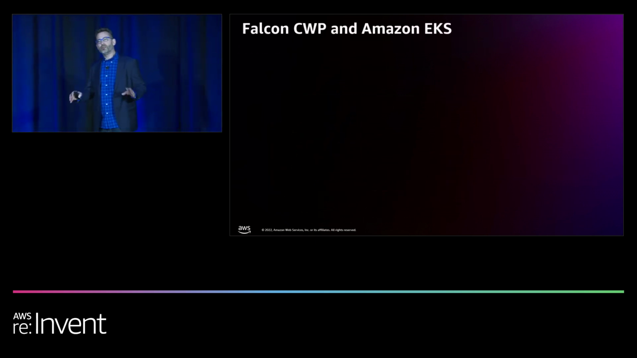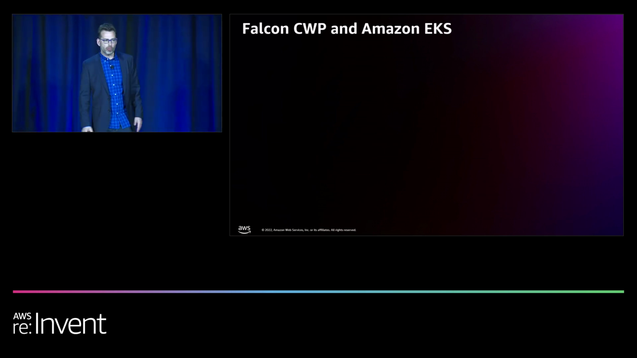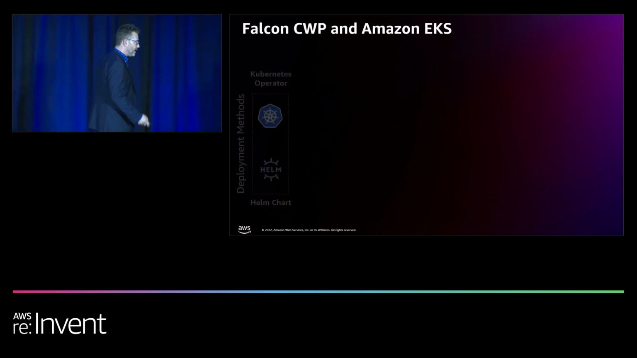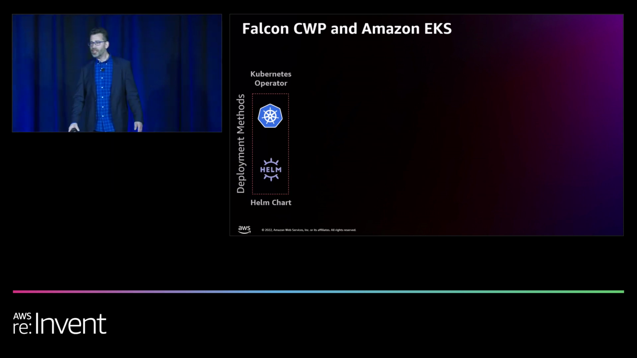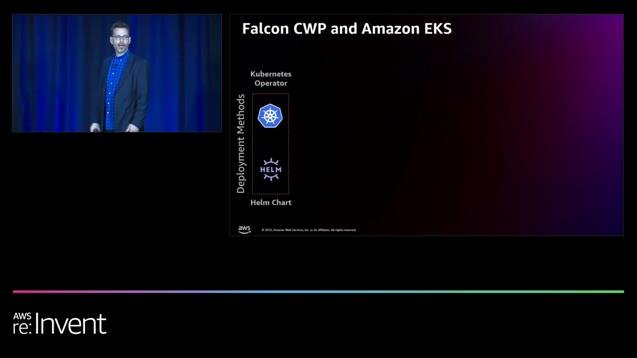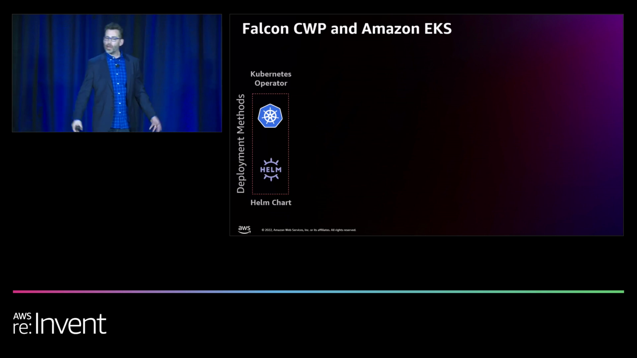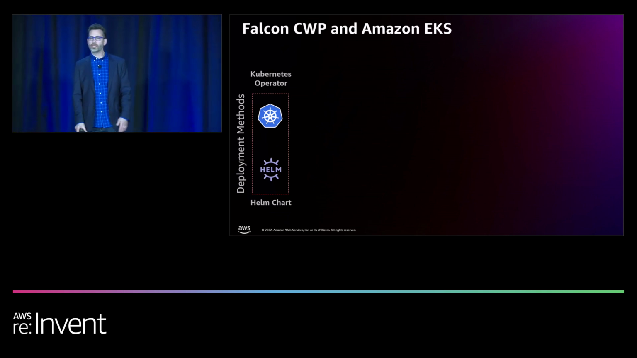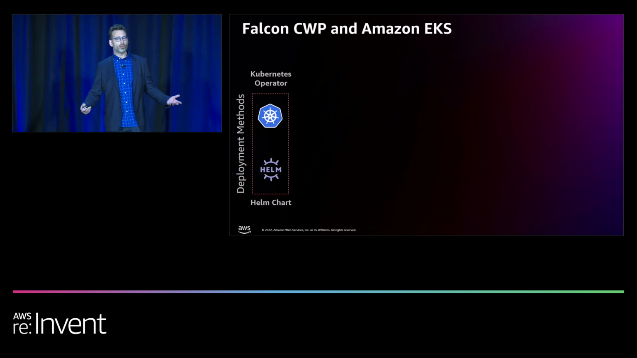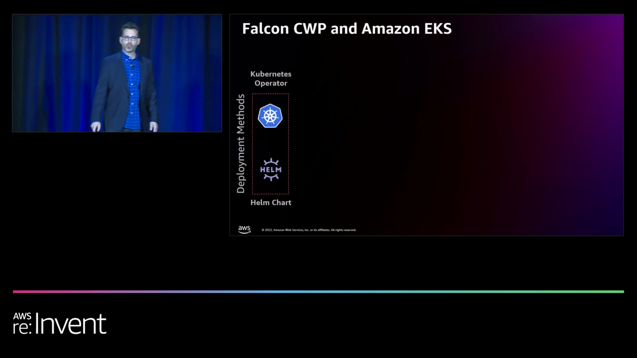In the containerized environment, it's essentially the same, a little bit different. We support all manner of containerized environments: EKS, ECS, self-managed Kubernetes, Redshift. In this particular case, looking at EKS, it starts with deploying the container sensor configuration using Kubernetes native processes, either Kubernetes operators or Helm charts, whichever you are using in your GitOps process.